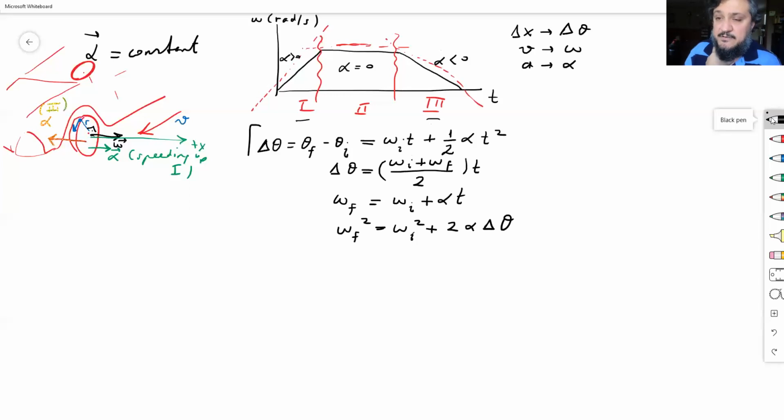Okay, so I'm not going to spend too much time on the derivations of these because we've done this for linear motion. I'm just replacing the variables with the rotational counterparts. And also I went over these when I did circular motion. Those are the kinematics equations, kinematics when alpha is constant.